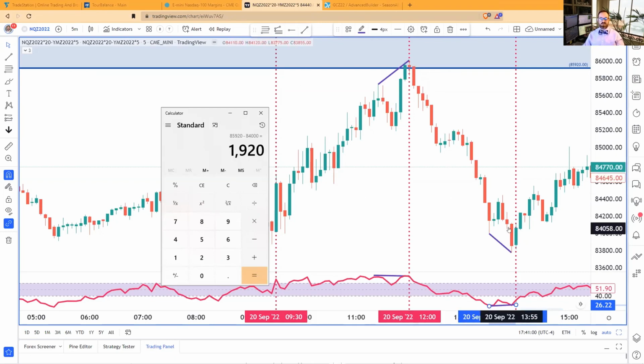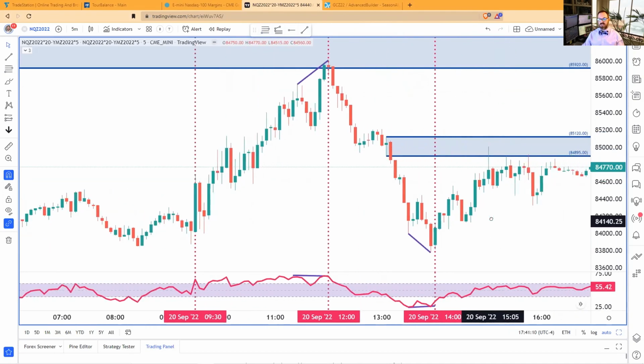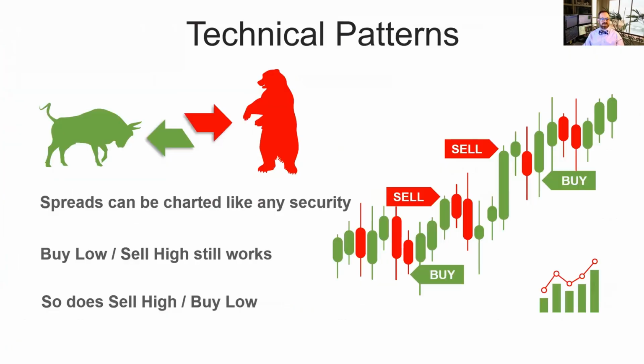I typically use a lot of technical analysis to figure out where these spreads are likely to turn, just as I would on any other security. Here we are coming into supply. We actually are holding, and look at that, prices turned away from that supply zone. So I'm looking for order imbalance, basically, when I'm looking for these trade opportunities.